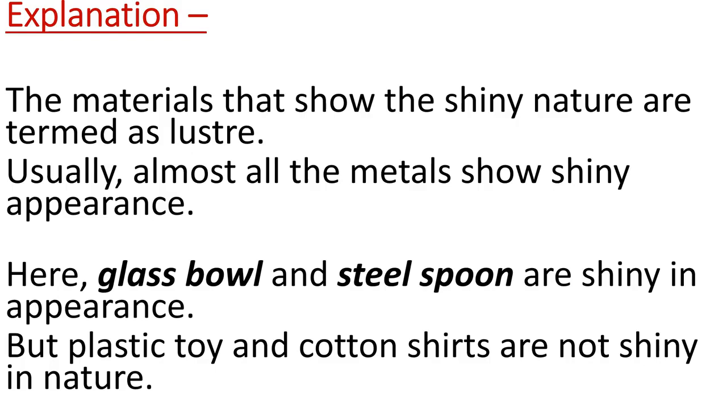Explanation. The materials that show the shiny nature are termed as lustrous. Usually, almost all the metals show a shiny appearance. Here, glass ball and steel spoon are shiny in appearance, but plastic toy and cotton shirts are not shiny in nature.